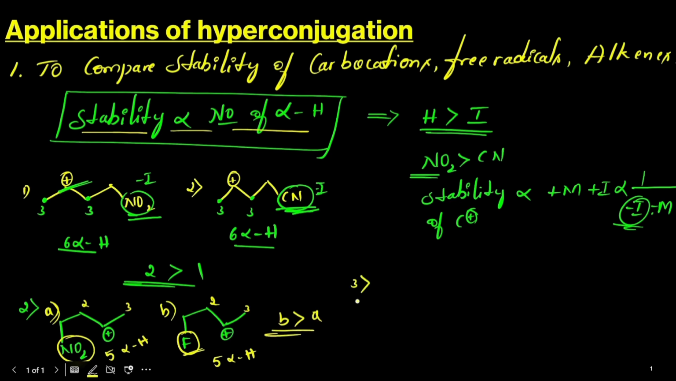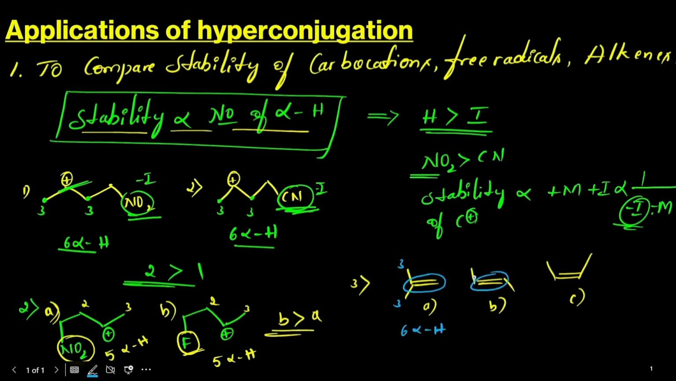We will take one more question. So, what is the stability order? This is A, here B and this is C. This is an alkene. How many alpha hydrogens are there? Here 3 alpha hydrogens and here 3 alpha hydrogens. Therefore, 6 alpha hydrogens are there.